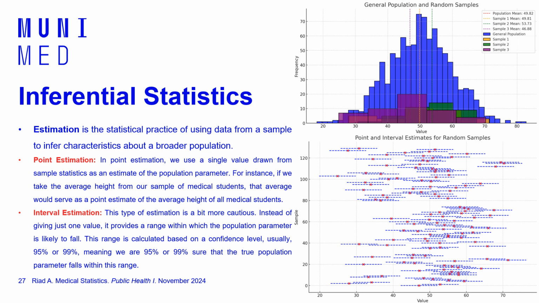Okay, so the point estimation and interval estimation are very important to tell us how far or close our sample is to the general population. The smaller the interval estimation, I mean the shorter this blue line, the more precise our sample is.